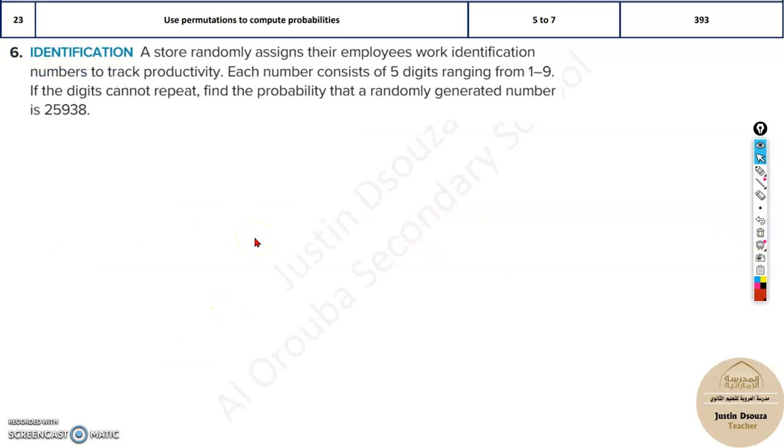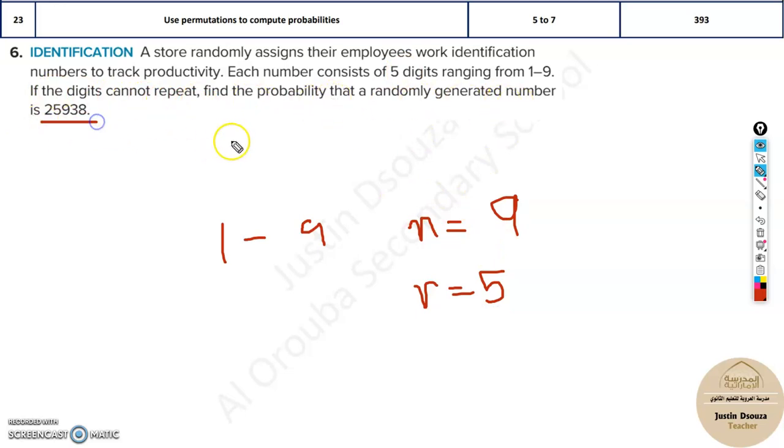A store randomly assigns their employees' work identification number to track productivity. Each number consists of 5 digits ranging from 1 to 9. Now, so there is a selection. Each number consists of 5 digits, but the total number of digits is 1 to 9. All the possibilities that n, the total number of digits, is 9. And what is the selection of digits? R is only 5. So this is the thing. If the digits cannot repeat, find the probability that a randomly generated number is this particular number.